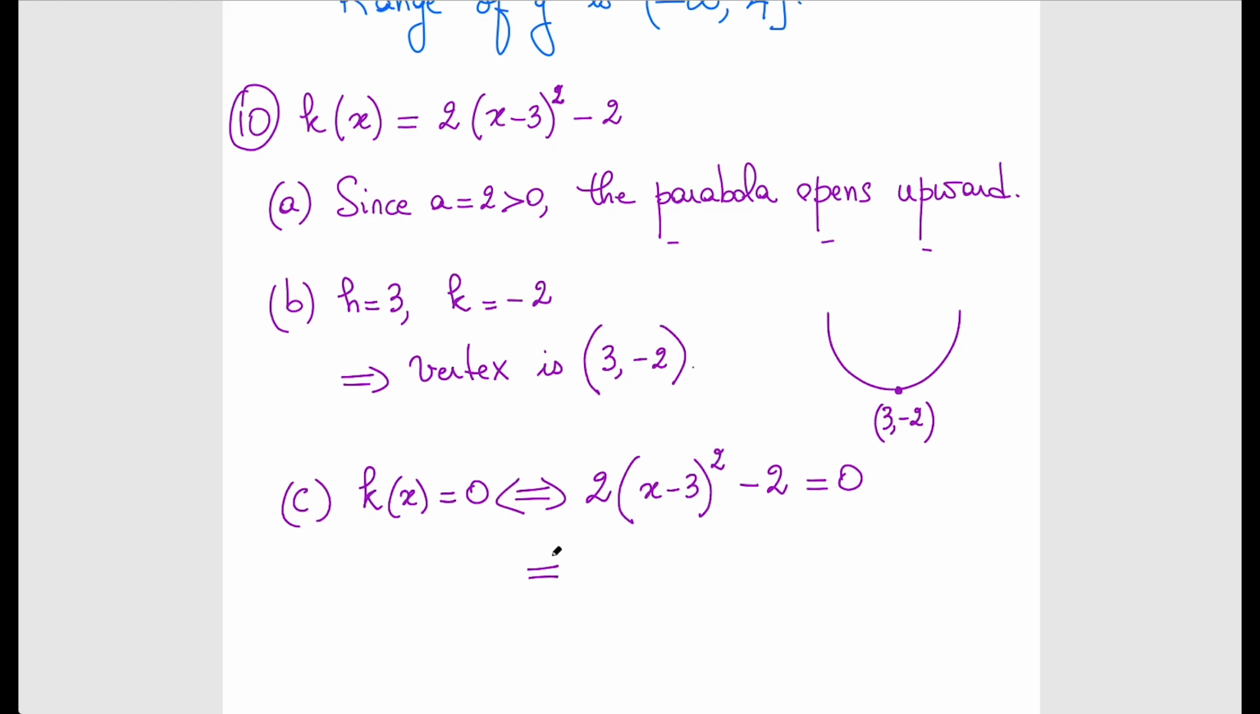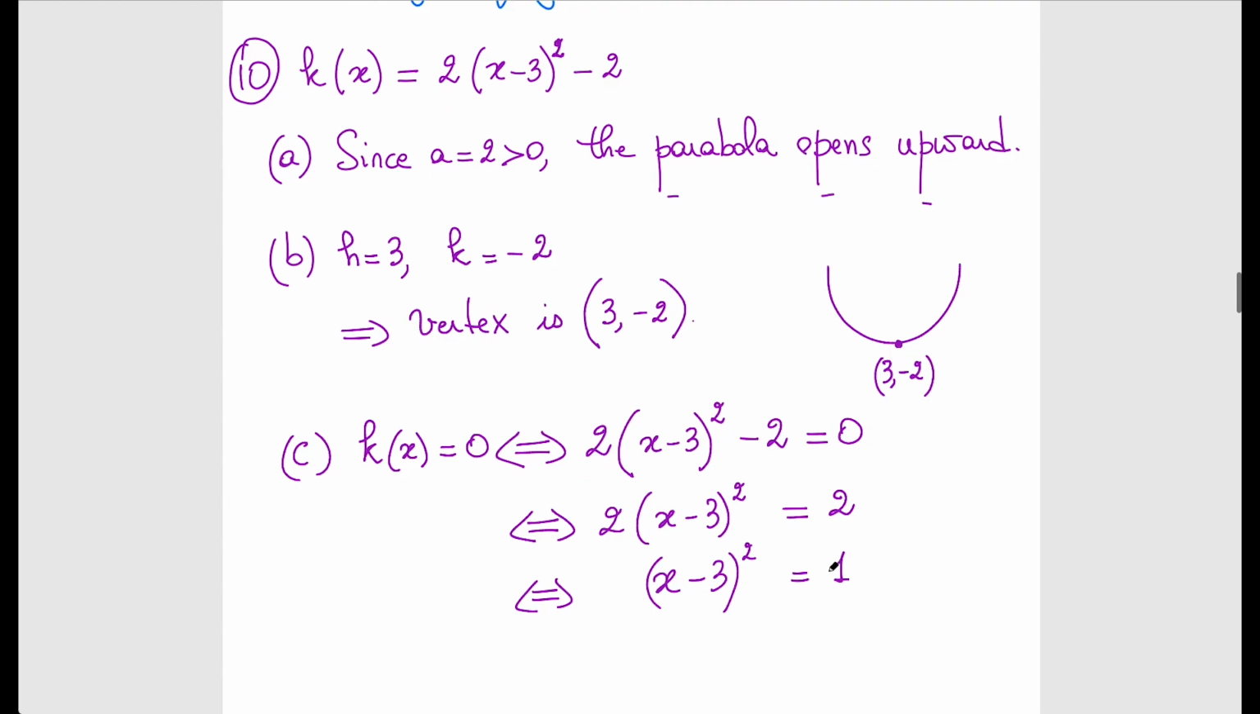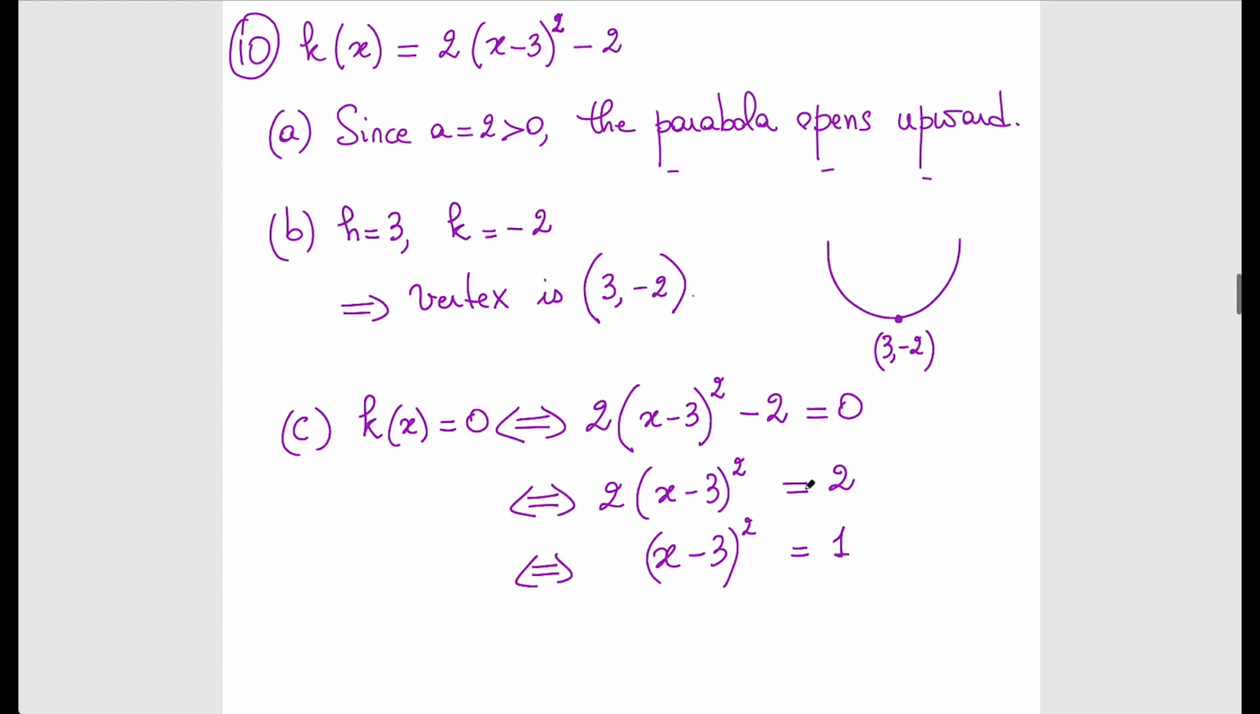So that's equivalent to having 2 times x minus 3 squared minus 2 equal to 0. And that's equivalent to saying that 2 times x minus 3 squared is equal to 2, correct? Which means, if you simplify by 2, that x minus 3 squared should be 1. I just divide both sides by 2.